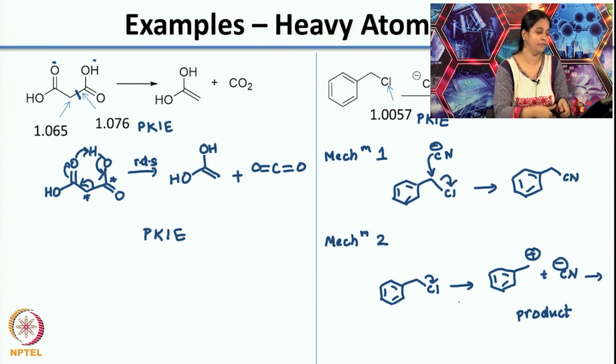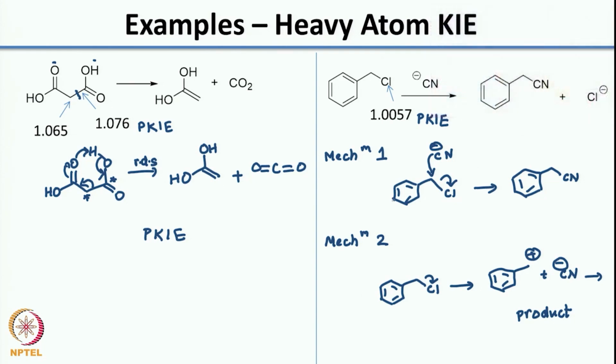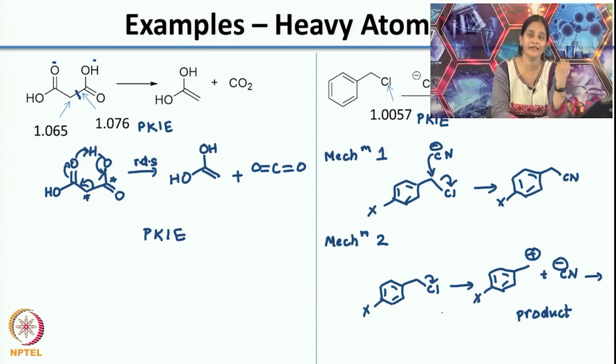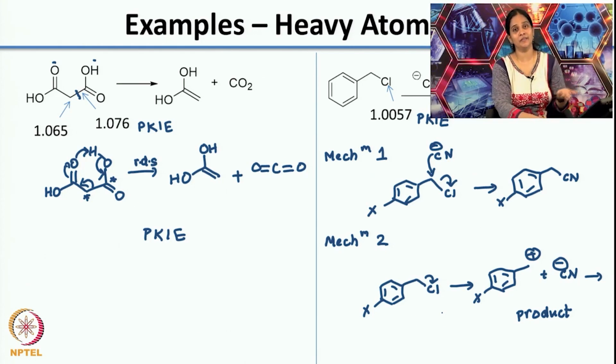One way could be where you could use a substituent here and you could look at linear free energy relationship to tell you whether it is SN2 like or SN1 like, or you could even use solvent effect. So both of these we have studied so far. So you can use both of these experiments to figure out whether it is SN2 like or SN1 like. So now we will look at another kind of effect.